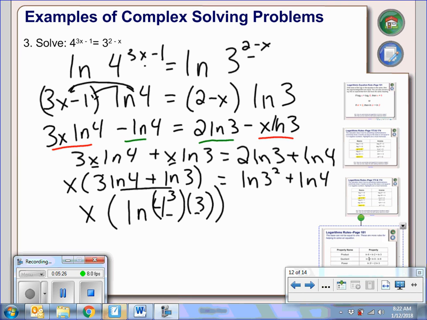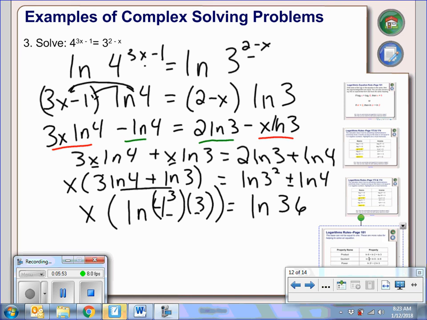And so now I have equal, and again, since I have a plus over here, I got the product property happening. So the 3 and the 4 really could be multiplied together. But I also really had the 3 squared. So 3 times 3 is 9, but then 9 times 4 is 36. So I have a natural log of 36 on this side.